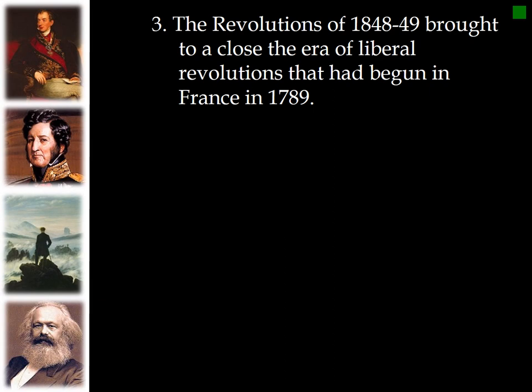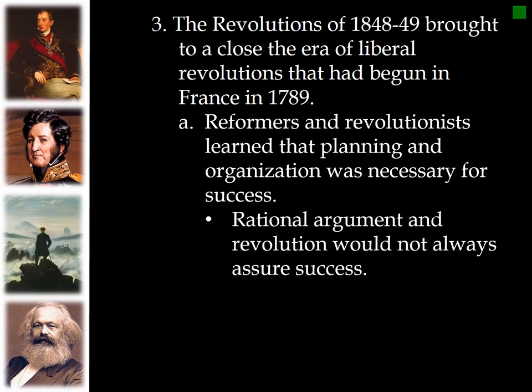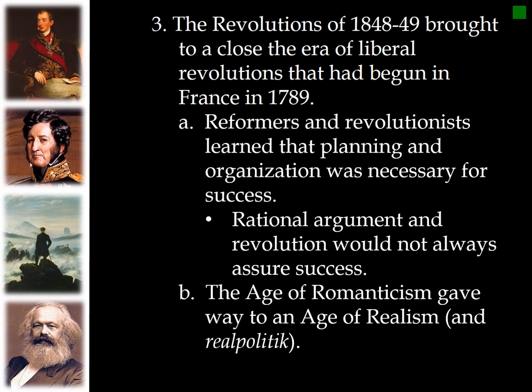The revolutions of 1848 to 49 brought to a close the era of liberal revolutions that had begun in France in 1789. Reformers and revolutionists learned that planning and organization was necessary for success. Spontaneous revolutions did not work, and that was another reason why the revolutions of 1848 failed. Rational arguments and revolution would not always assure success. The age of Romanticism gave way to an age of realism, as well as realpolitik, a new political ideology that will help the unification movements in both Italy and Germany in the 1860s and 70s. We will discuss that more in Unit 8.